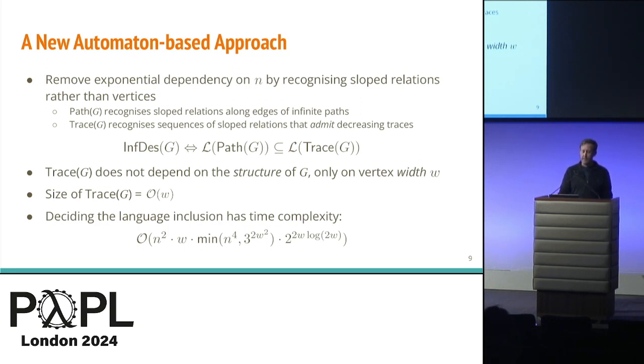So this means that the trace automaton now only depends, in fact, linearly just on the vertex width. And so the exponential component in checking the inclusion in this scheme also only depends on the vertex width. And what we see is that we've traded off exponential complexity in the number of vertices for a bit of extra polynomial complexity there.